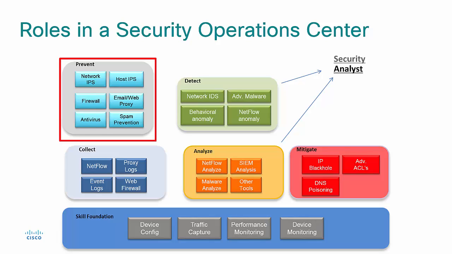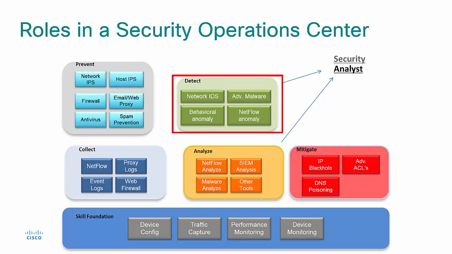The prevent function relates to the frontline deployment of network security devices to help prevent threats and attacks from occurring. This will help reduce some of the workload on the SOC personnel when threats are thwarted early and in some cases automatically. Detection, of course, is critical in a SOC, and here is where security analysts get their alert notifications from and can begin threat and alert investigation and mitigation efforts.